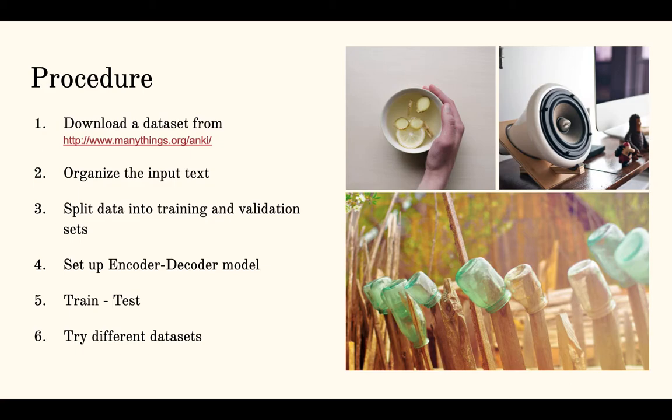So the procedure was, the first thing I had to download a data set from many sources that have tons of translations from one language to the other. So you could go there and just pick one that you would want to try, and it would work for any of those. Then in the tutorial, they go by organizing the input and splitting data into training and validation, like any other machine learning model. And then they use the encoder decoder model and testing and training. And like I said, you can try as many different data sets as you can find on that website.